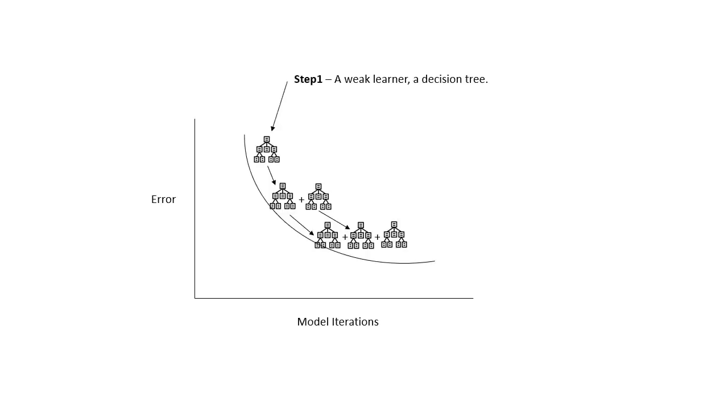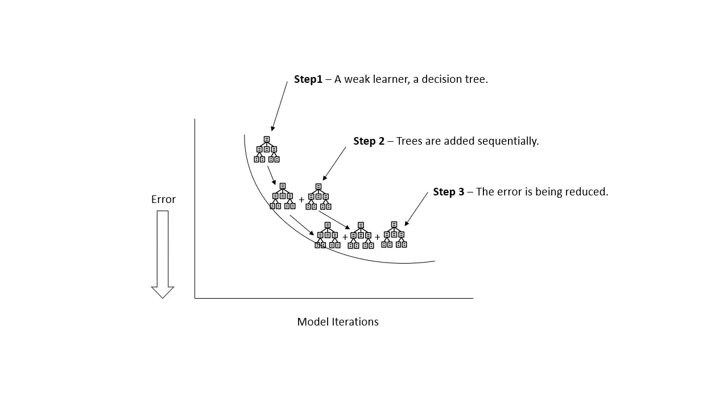In our example, you can see that gradient boosting adds these submodels incrementally to minimize the loss function. Earlier, we said that gradient boosting involved three main steps. In our example, the weak learner being used is a decision tree. Secondly, the trees are added sequentially. And lastly, with more iterations, the error of the model is being reduced.